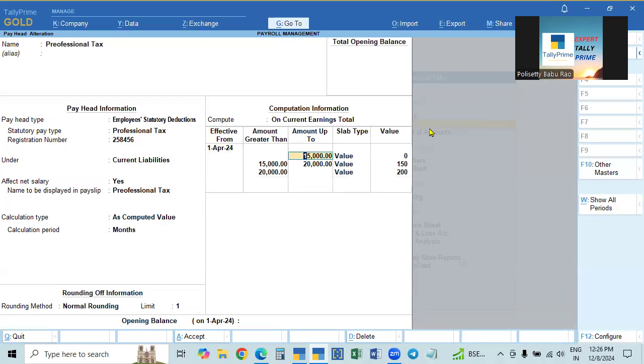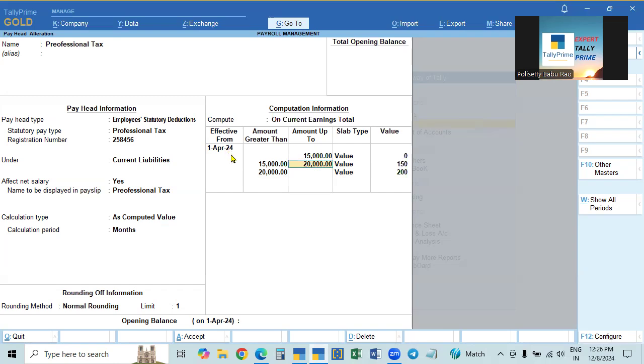That is the year. And here there are 3 slabs. Previously there were 4 slabs. In most of the states, particularly the 2 Telugu states, this is the slab rate. Okay. And in many other states also they are following this. First up to 15,000, here no percentage is calculated. Simply one lump sum amount. That's why for values up to 15,000, it is 0, no professional tax.